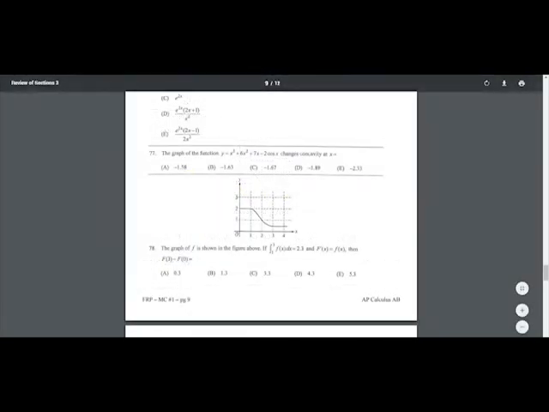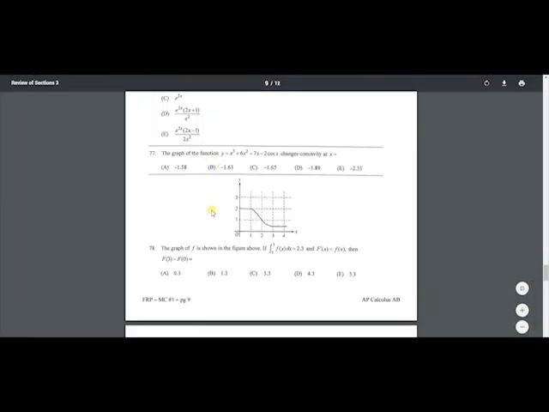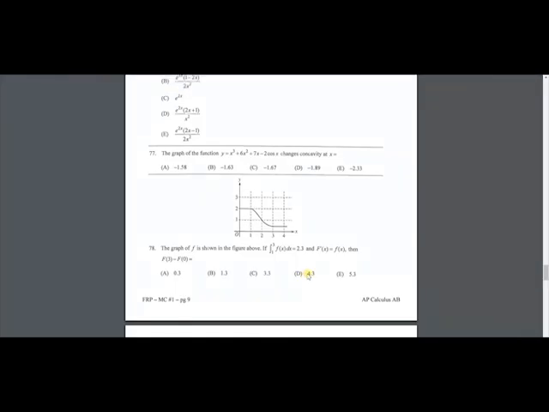Now that we know what each integral is equal to, we just go back here, and 2 plus 2.3 is equal to not 4, but 4.3. Then going back to 78 and looking at the letters, we can see that D is equal to 4.3. So the answer to 78 is D.